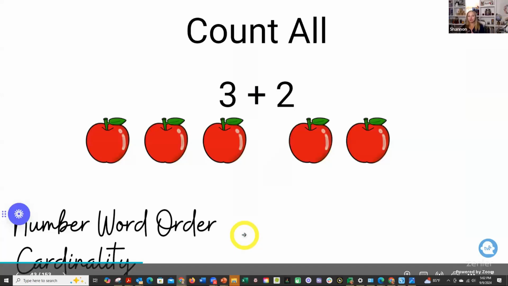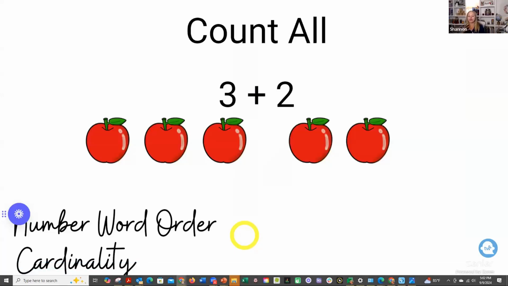So count all. This includes a lot of things like cardinality and number word order. I recognize there's a counting progression that is involved in just this standard. So if you teach kindergarten, I recognize that what I'm about to show you is not second nature. There's a lot of skills just to get kids here.